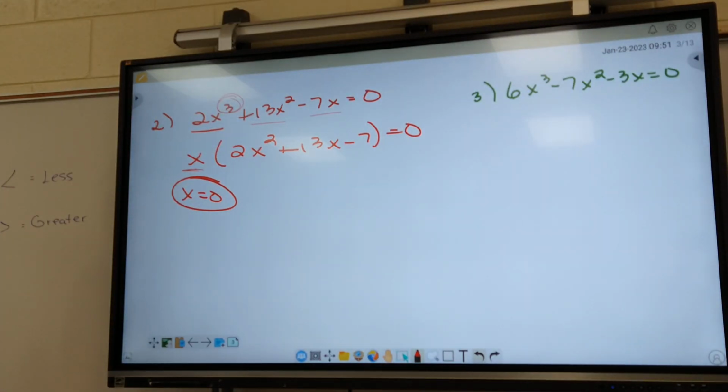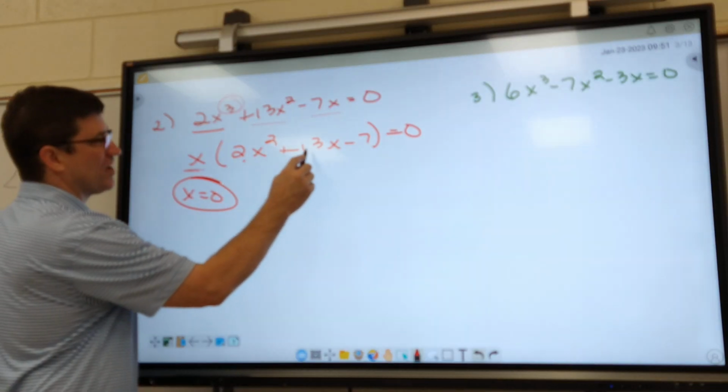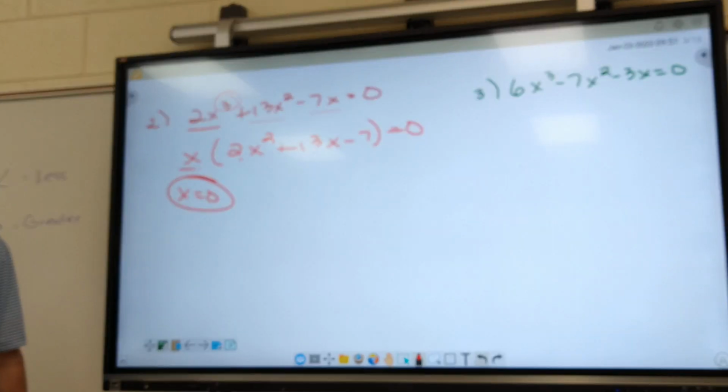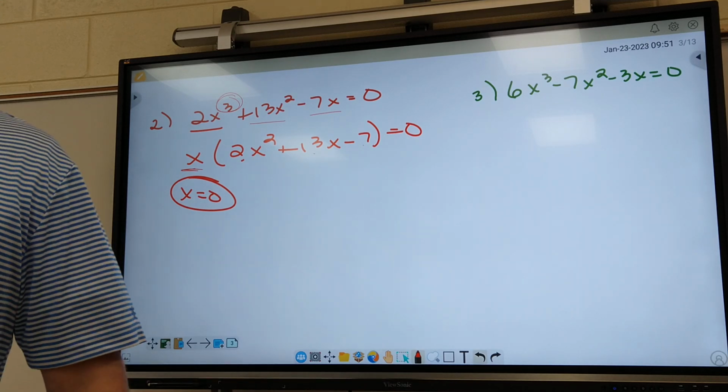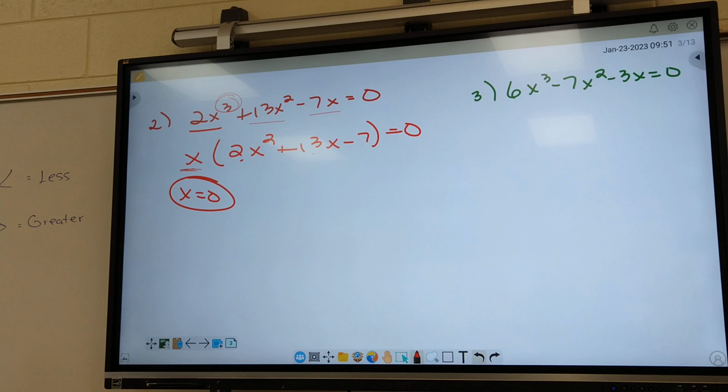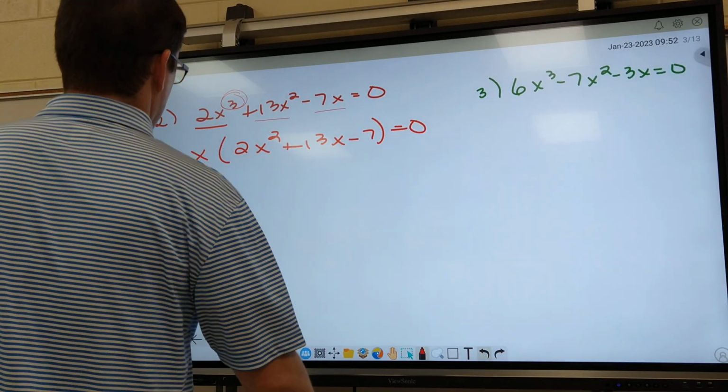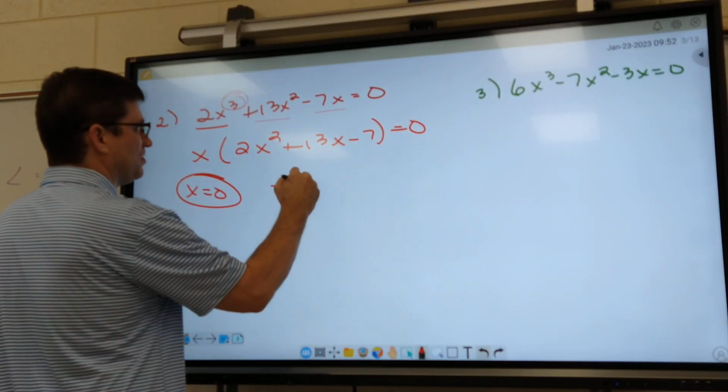And how could we find our second and third answer? You could do quadratic formula with these 3. Quadratic formula is right here. All right, y'all set that up. We'll get the remaining answers from quadratic formula. So we got negative 13 plus or minus.